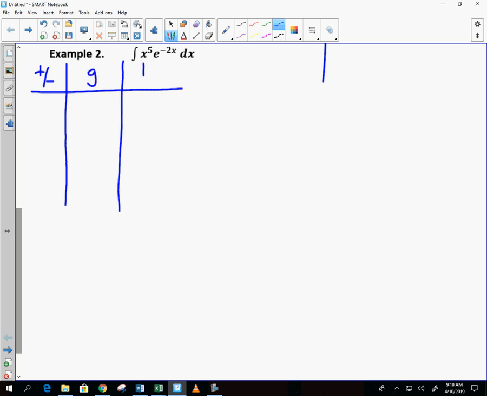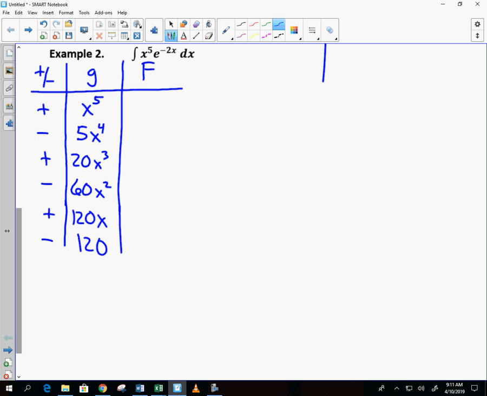I have G and I have F. What is G? Derivative? 5x to the fourth, 20x cubed, 60x squared. Very good. Plus, minus, plus, minus, plus, minus. Is everybody clear about the initial setup? Is there any question on the initial setup?